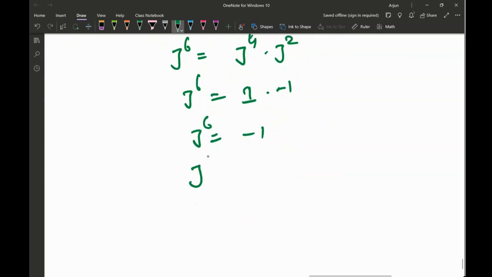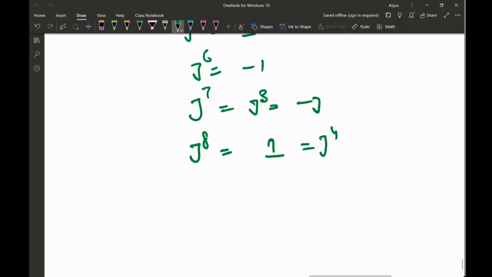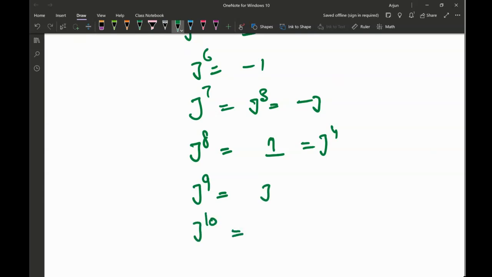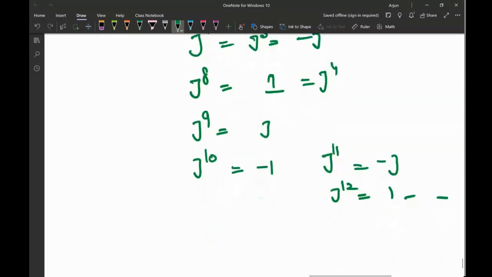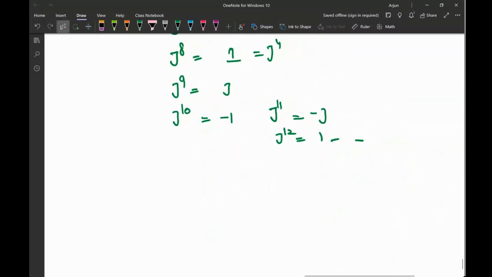Same way, you guessed it right, j to the power of 7 will be the same as j to the power of 3, which is equal to -j. j to the power of 8 will be the same as 1, which is the same as j to the power of 4, and the process is going to keep on repeating itself. j to the power of 9 will be j, j to the power of 10 will become -1, j to the power of 11 will become negative j, j to the power of 12 will become 1 again, and so forth. The process is going to continue.